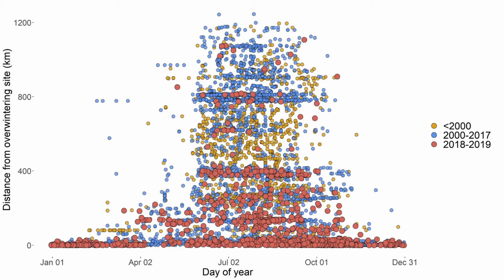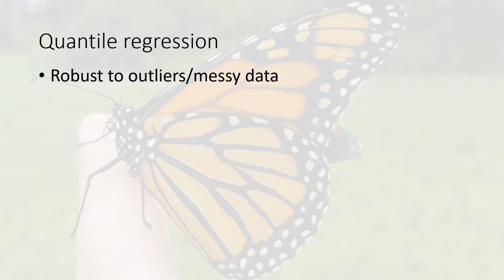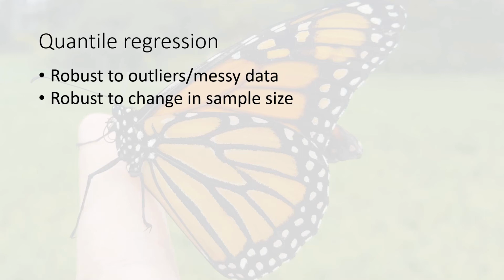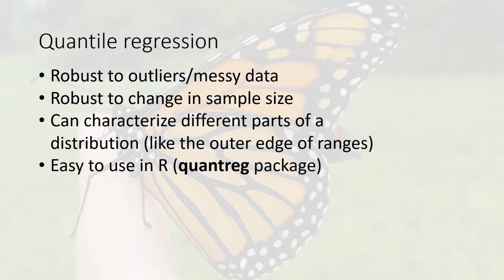And so to really dig into this, we combined 2 statistical tools. The first is Quantile Regression, which is very useful in ecology. It's robust to outliers and to messy data, it's robust to changes in sample size, and it can characterize different parts of a distribution. So we want to characterize the outer edge of the monarch movement. Additionally, it's very easy to use in the programming language R.